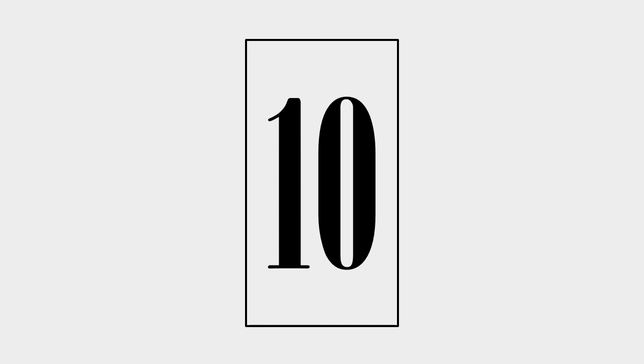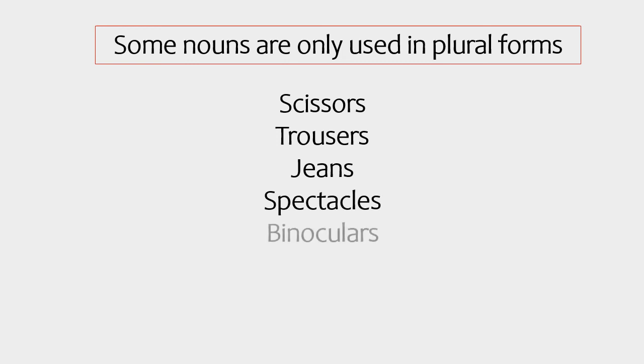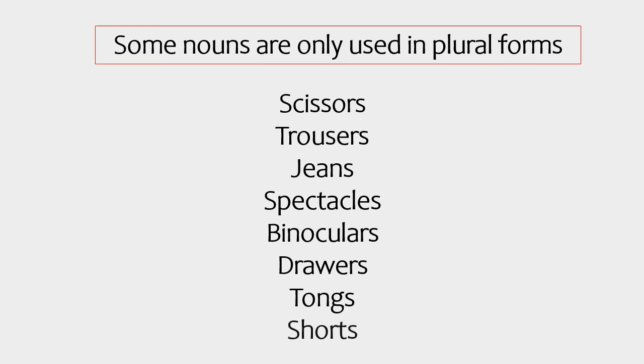Rule 10 is also very interesting. Some nouns are only used in plural forms. What are they? For example, scissors, trousers, jeans, spectacles, binoculars, drawers, tongs, and shorts.